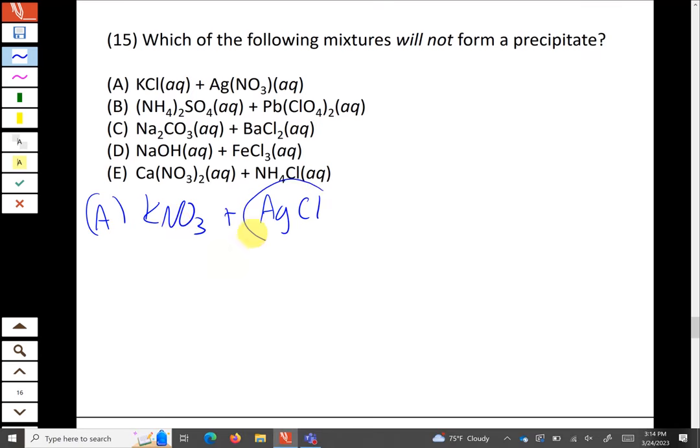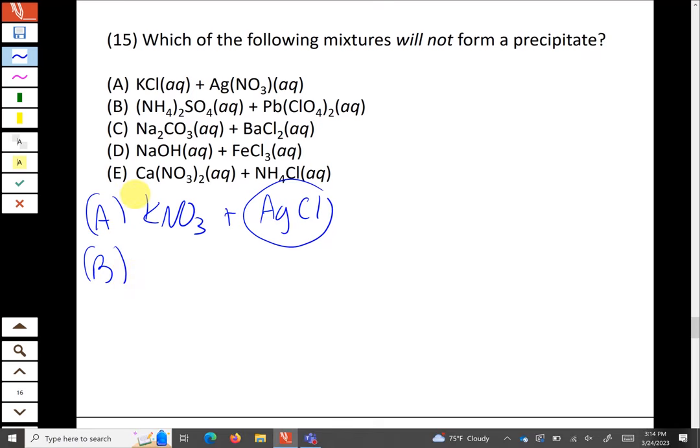Silver is one of the ones you should definitely focus your attention on, because most silver salts are insoluble, unless it's with nitrate, perchlorate, or acetate, with nitrate being the most common exception. So that one's going to form a precipitate because silver chloride is insoluble.